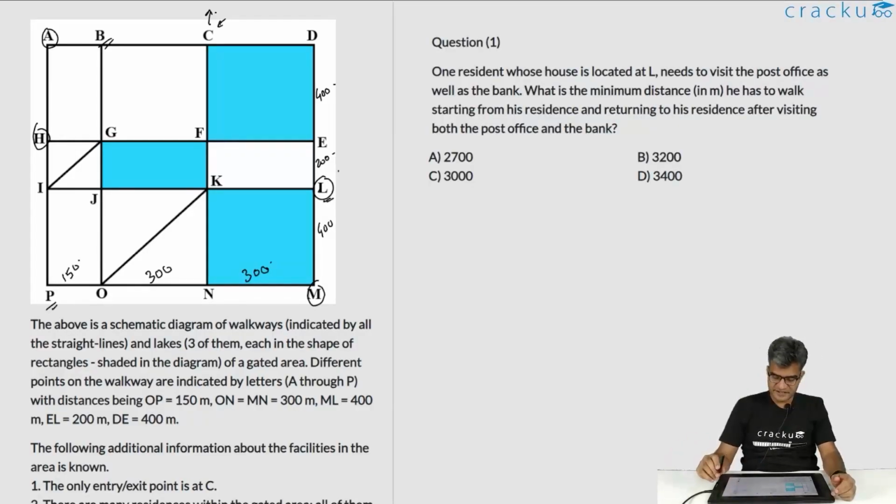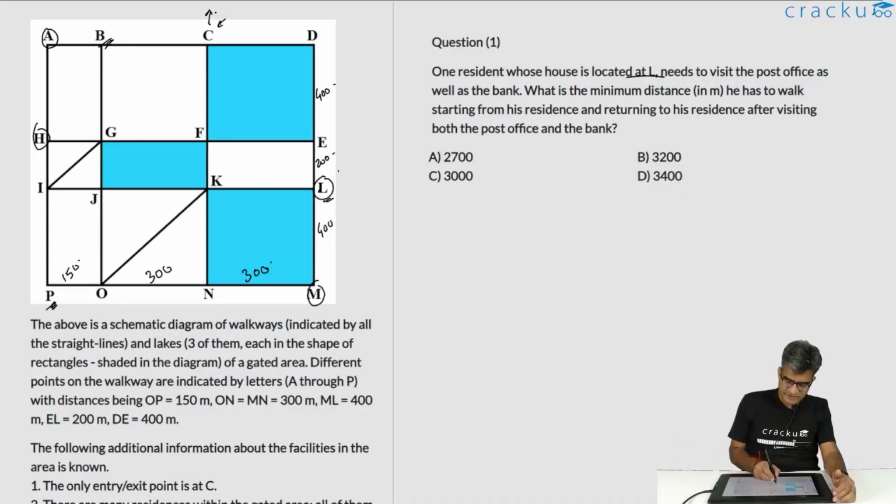In this question, we are told that there is a resident who is at L and he has to visit the post office as well as the bank. So he has to go to P as well as B. And what is the minimum distance that he has to walk? Starting from his residence, he has to go to both of them and then come back to his residence. We are looking for the minimum distance.